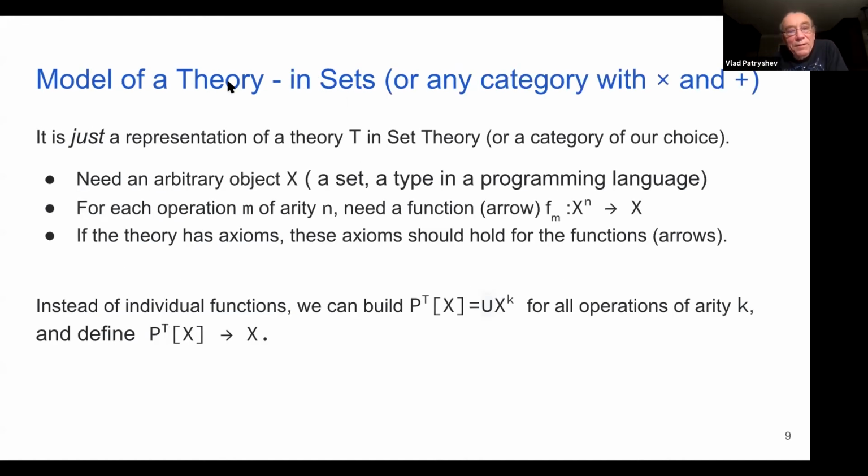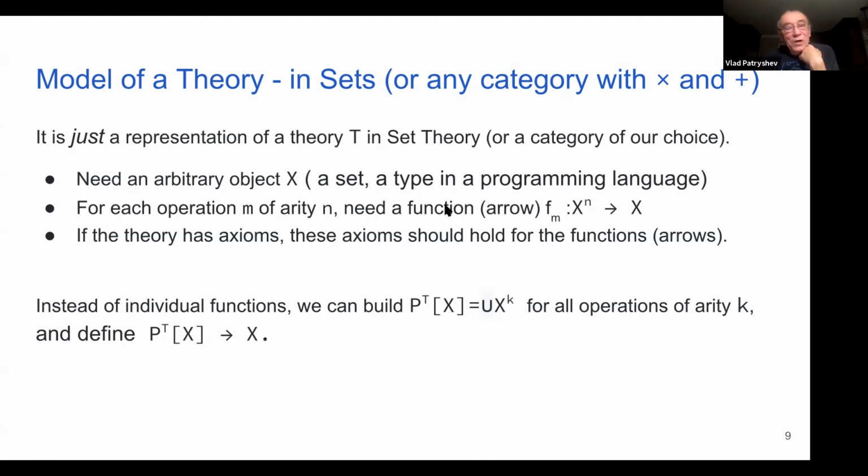Now a model of a theory. Given a theory, we can model it in sets or in any category with Cartesian products and addition. So what is a model? It's just a representation of theory T in sets or in a category that we choose. A theory consists of operational symbols, and we have one type. Because we have one type, we represent it as an arbitrary object, a set or a type in a programming language.